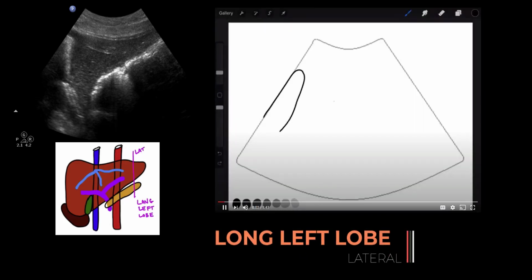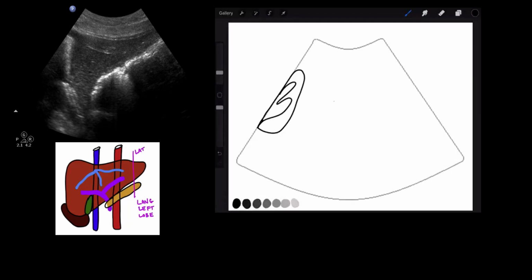So we're going to start drawing our heart on the superior side of our picture, which is on the left side of the screen. The long left lobe lateral picture always is pretty much going to have the heart on the top, and then right below it we are going to see the diaphragm. The diaphragm typically shows up as a bright white echogenic line, again always superior to the liver tissue. Go ahead and draw in a triangular piece of liver tissue representing the most lateral portion of the liver.